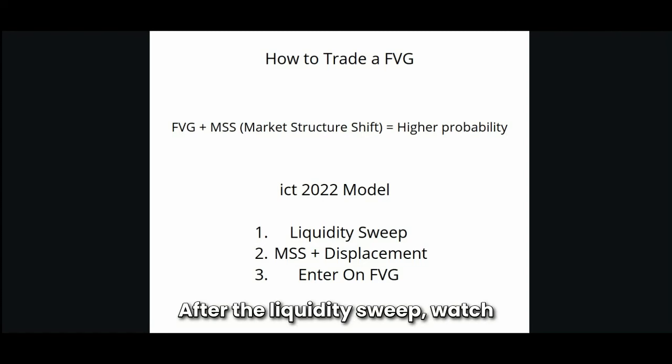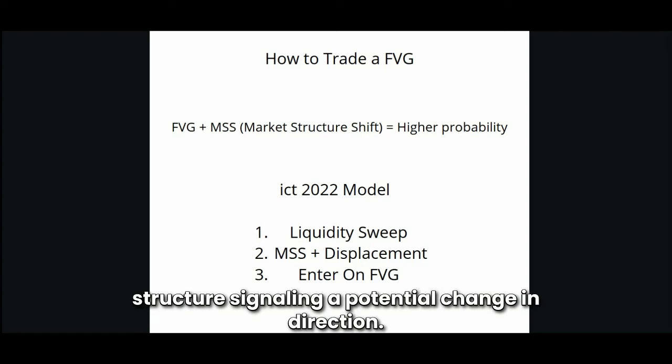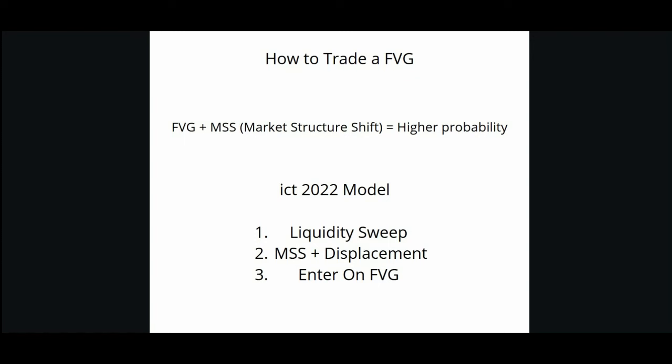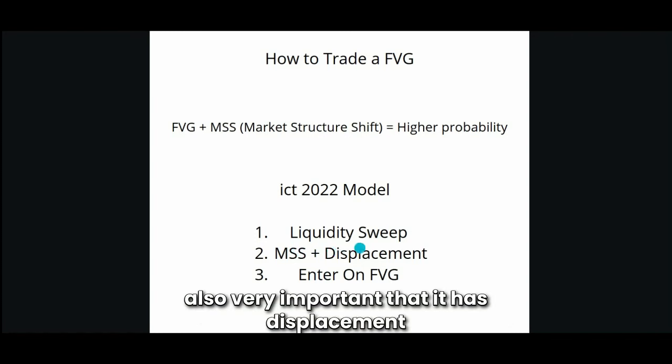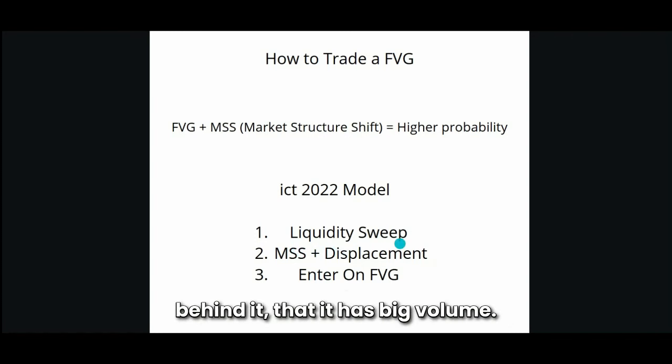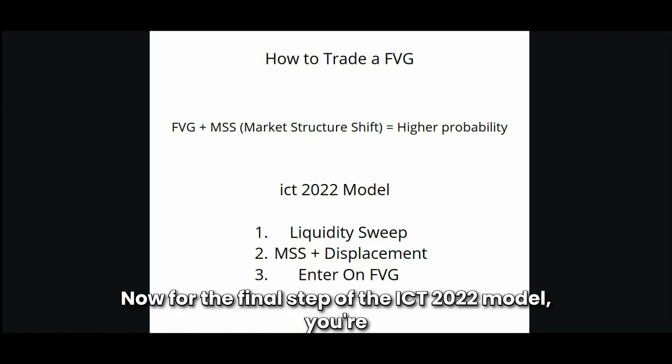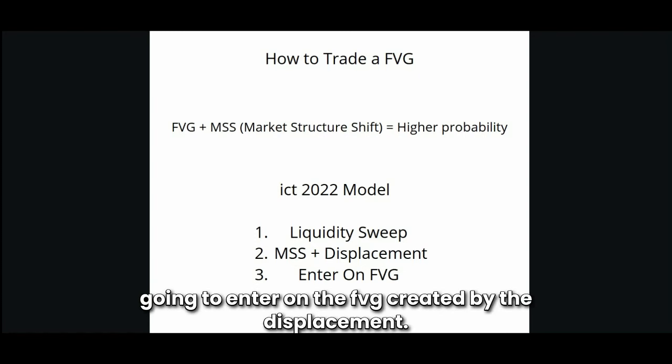Now, the second thing you have to look out for is a market structure shift. After the liquidity sweep, watch for the market structure shift. This is when the market breaks a key structure, signaling a potential change in direction. When you get the market structure shift, it's also very important that it has displacement behind it, that it has big volume, it's a big move. Now, for the final step of the ICT 2022 model, you're going to enter on the FVG created by the displacement.